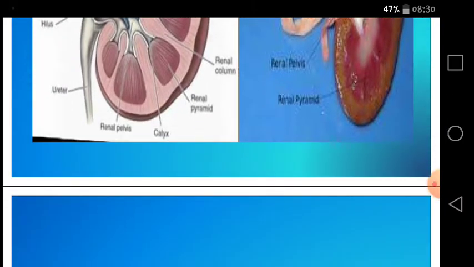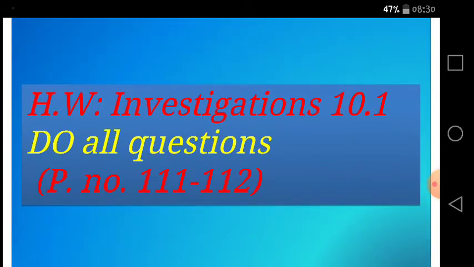This is your practical work. Dear students, I have selected this homework from this part of our session. You have to solve the questions of the investigation 10.1, and these questions are present on page number 111 to 112. You have to solve these questions and then send them to your respective groups for evaluation.